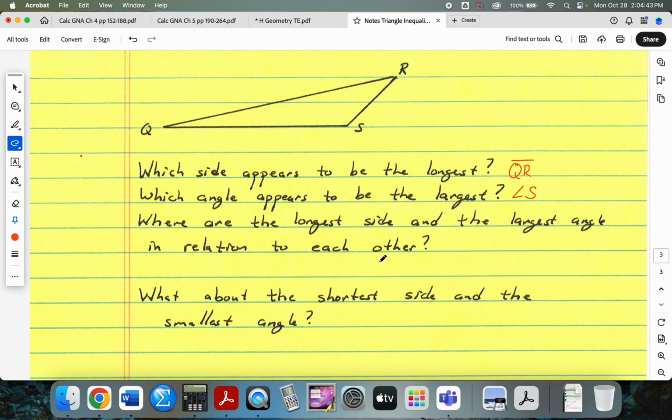Where are these in relation to each other? Well, they're across the triangle from each other. The math word for that is they're opposite each other.